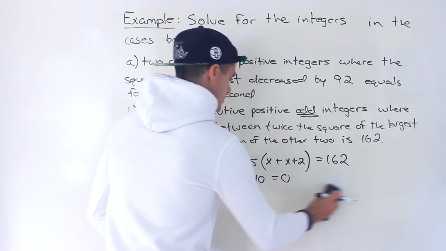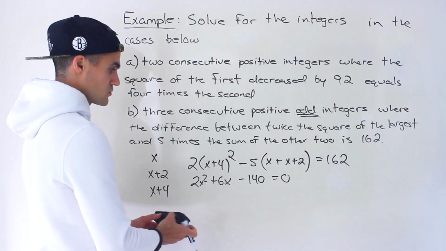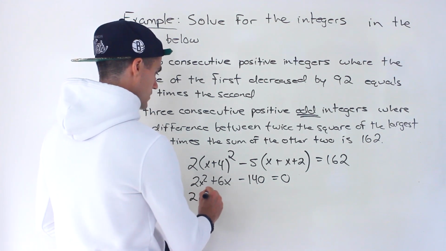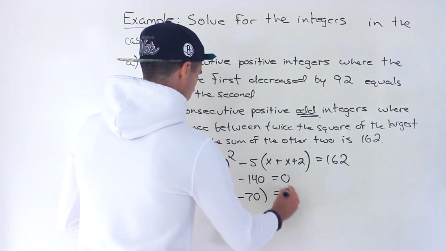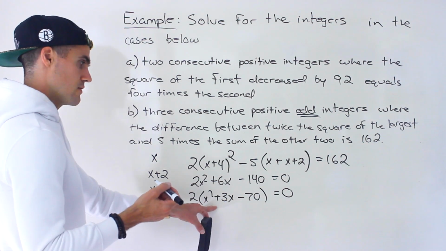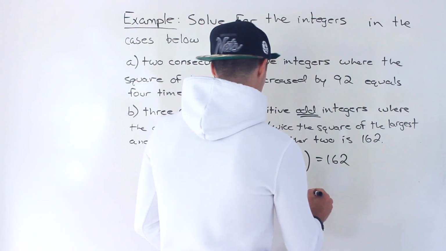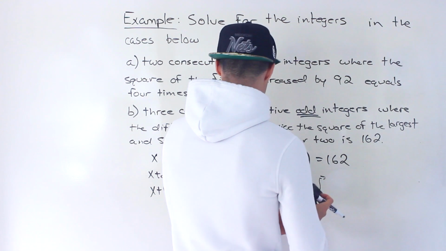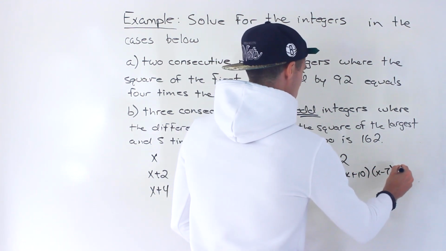So now, let's try to solve this. Again, you could solve this with factoring or the quadratic formula. Because we're solving for integers, we should be able to factor smoothly. So I'm going to take out a 2 from this, so we would have x squared plus 3x minus 70, and that is going to equal 0. Notice that two numbers that multiply to negative 70 and add up to 3 would be positive 10 and negative 7. So we'd end up with 2 times x plus 10, x minus 7, and that's going to equal 0.